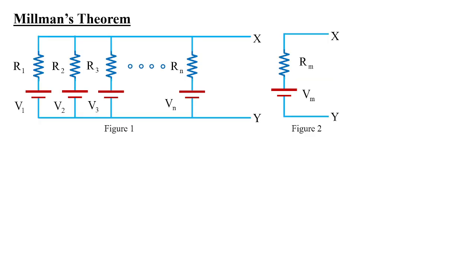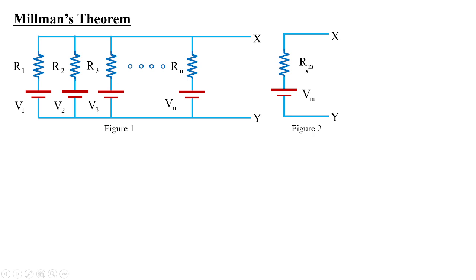So first, from the basics of Milliman's theorem, any voltage source connected in series with a resistor, and that series combination is connected in parallel as shown in this figure 1, can be easily converted to a Milliman's equivalent network, which is shown in figure 2, by replacing the voltage with Vm and resistors with Rm.